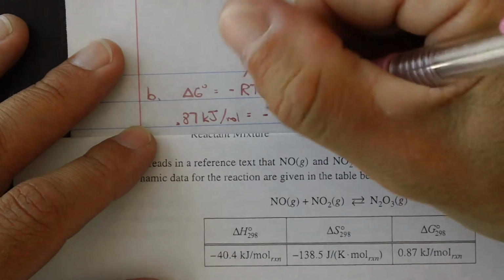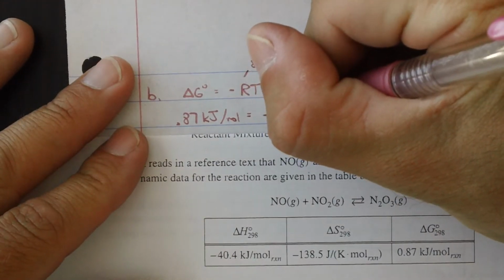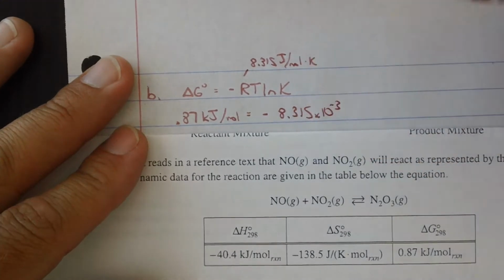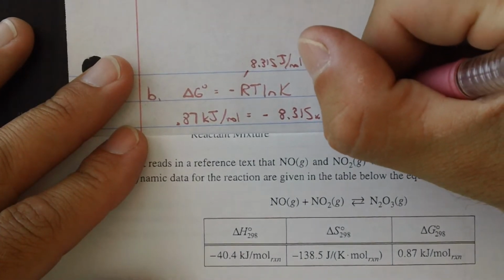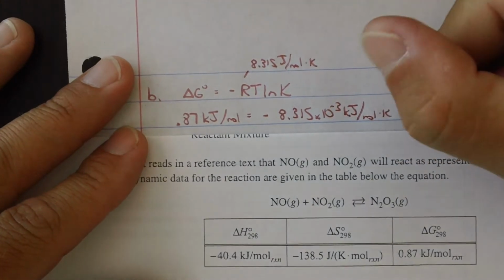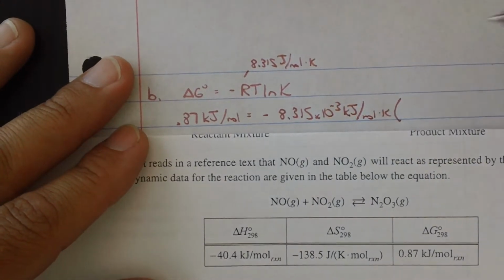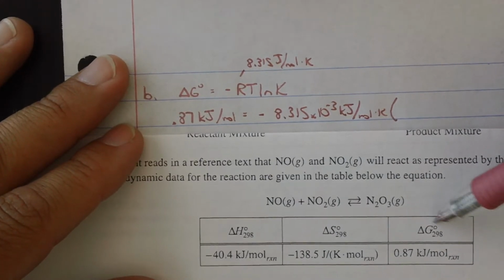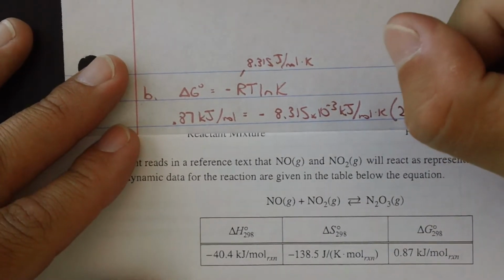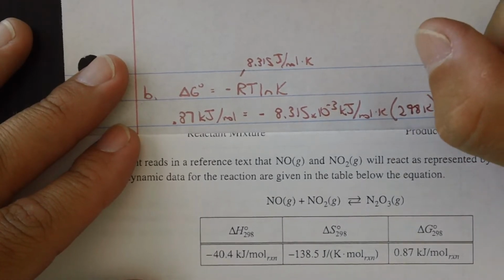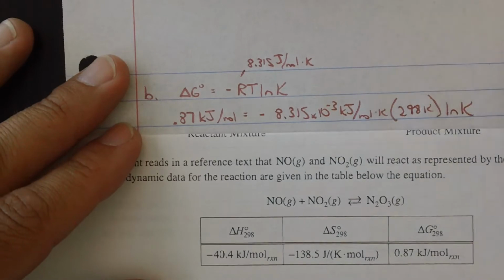We need kilojoules, so we're going to do negative 8.315 times 10 to the negative third. That will give us kilojoules per mole times Kelvin, times the temperature. It tells us the temperature here. That's what that naught symbol means, those standard conditions. So it's 298 Kelvin times the natural log of K.